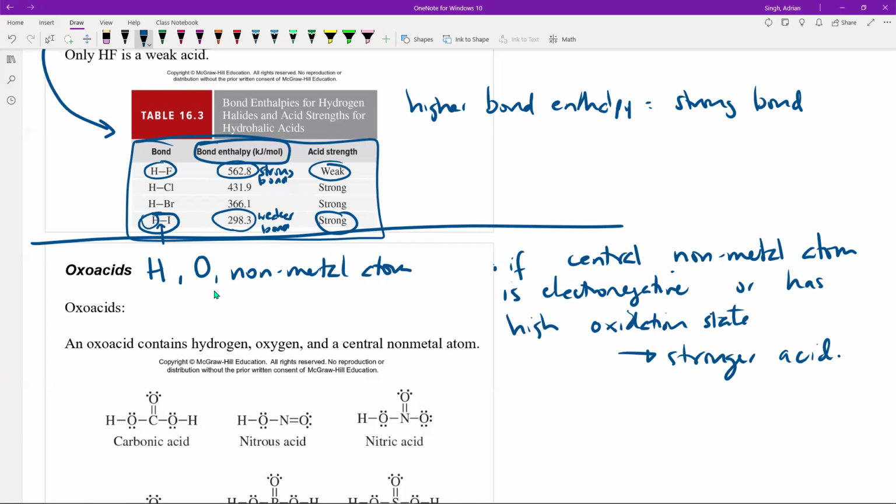Okay, so in the case of the examples, or the reasons why that would happen, again, if we consider the characteristics of these different things here, if that central atom is electronegative, or it has a high oxidation state, what that means is that it will attract electrons. Okay, so that central atom will attract electrons to itself. And as a result, it will cause that OH bond to be more polar.